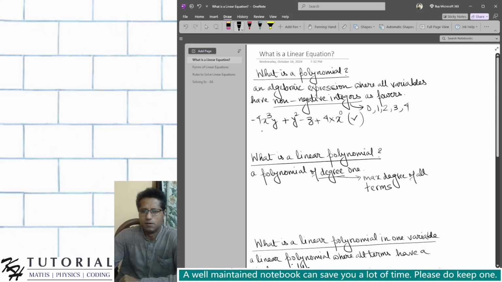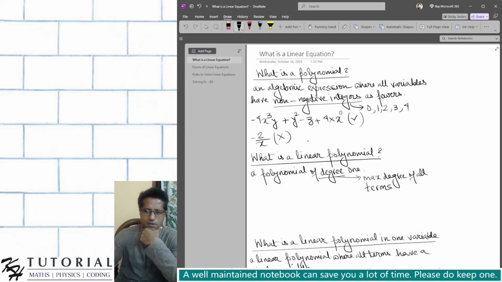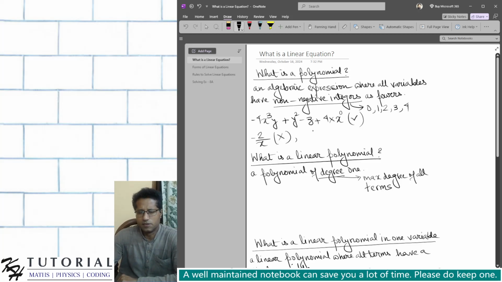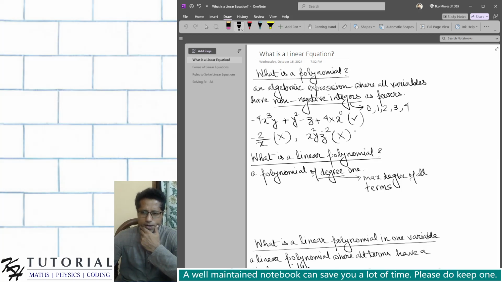This is a valid polynomial, but consider this algebraic expression minus 2 by x. This is not a valid polynomial, because the power of x, 1 by x means x to the power minus 1, and minus 1 is not a non-negative integer. So this is not a polynomial. Likewise, if you have, let's say, x square by z to the power minus 2, this is also not a polynomial, because this is an algebraic expression, but the power of z is a negative integer.